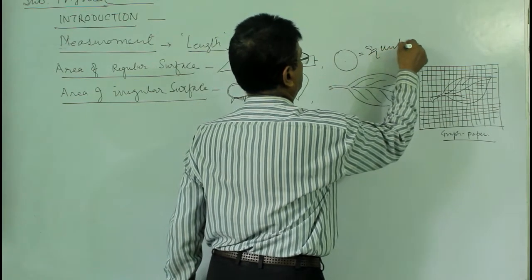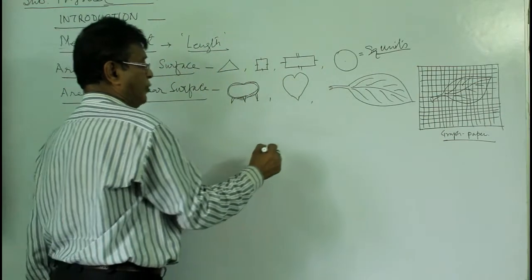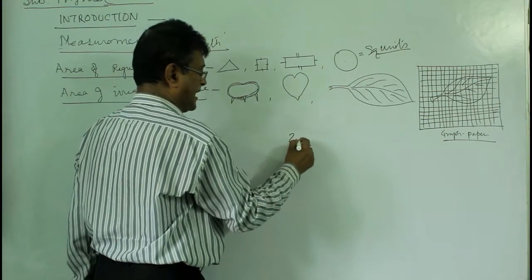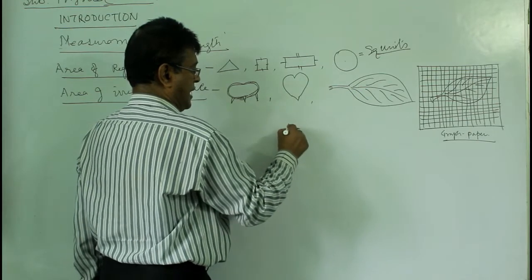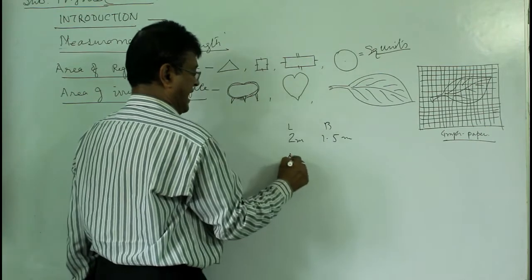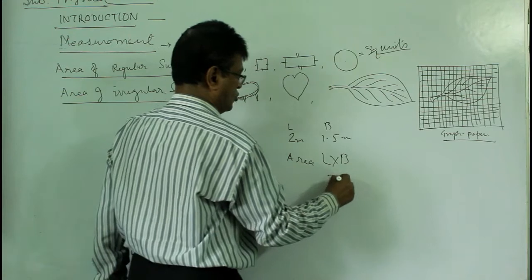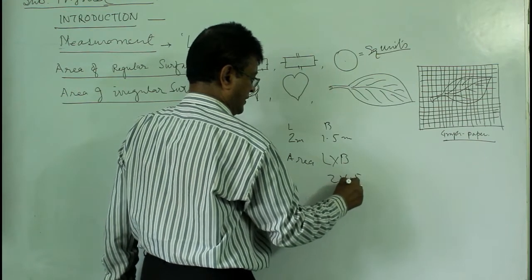Square units. Now what square units? Suppose I say, as for example, 2 meter in length and breadth is 1.5 meter. What will be the area? Area will be length into breadth. That means 2 into 1.5.